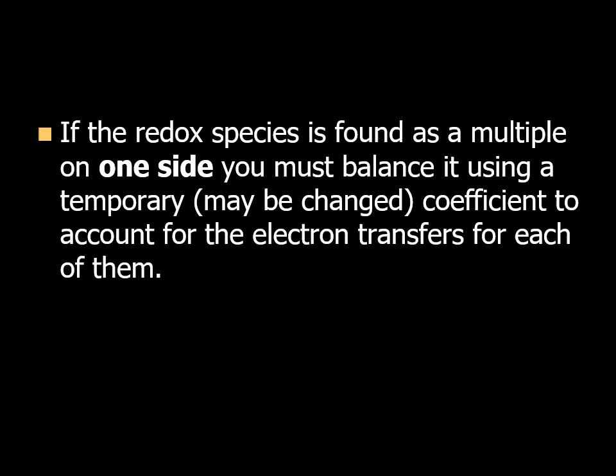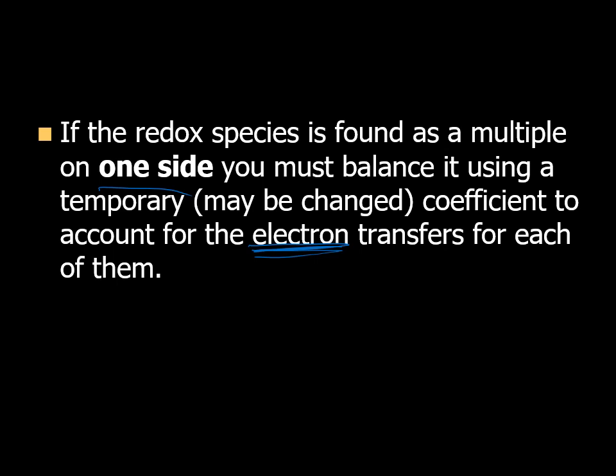Now let's see one with a temporary coefficient. If the redox species that we're using is not equal on both sides, we're going to multiply one of those sides in order to get it to balance with the other side, knowing that we might have to adjust that temporary coefficient. And we need to also be aware that the electrons that we're going to be using now are also going to be affected by that temporary coefficient. So if there are 2 things that are both gaining 1 electron, then we're not talking about 1 electron anymore, we're talking about 2 electrons.